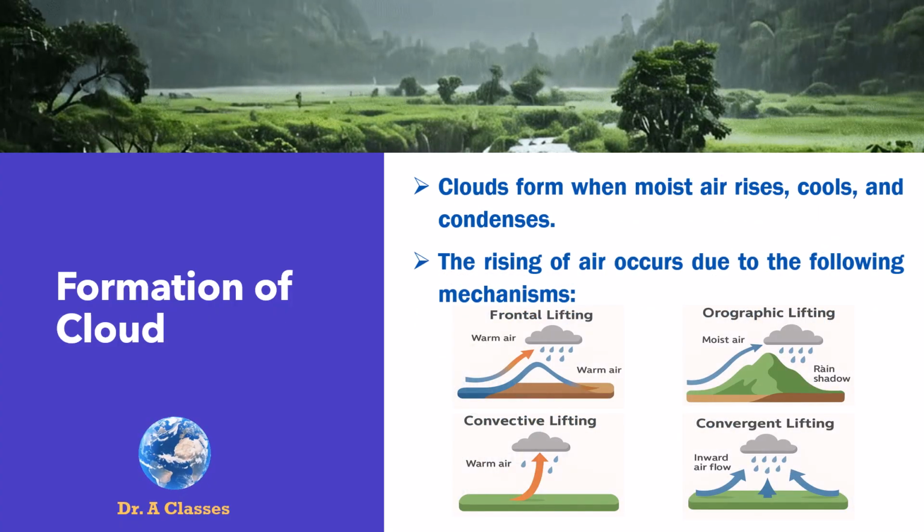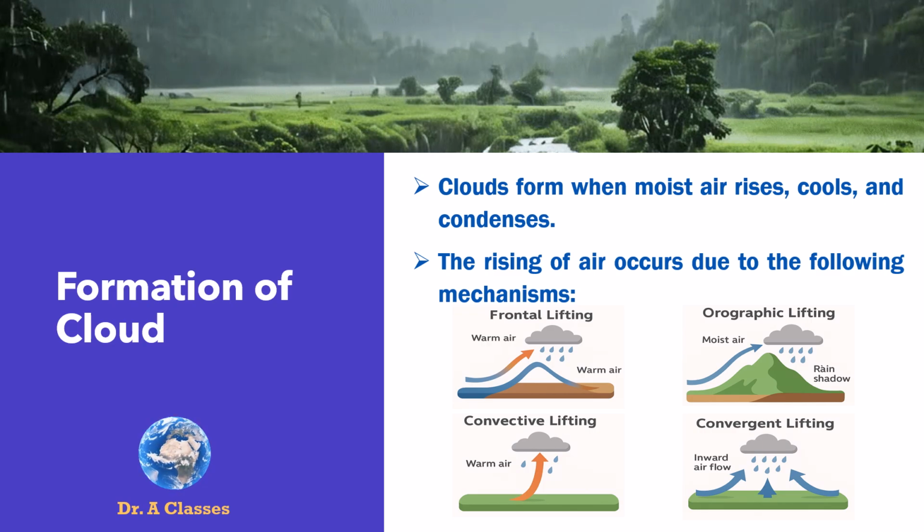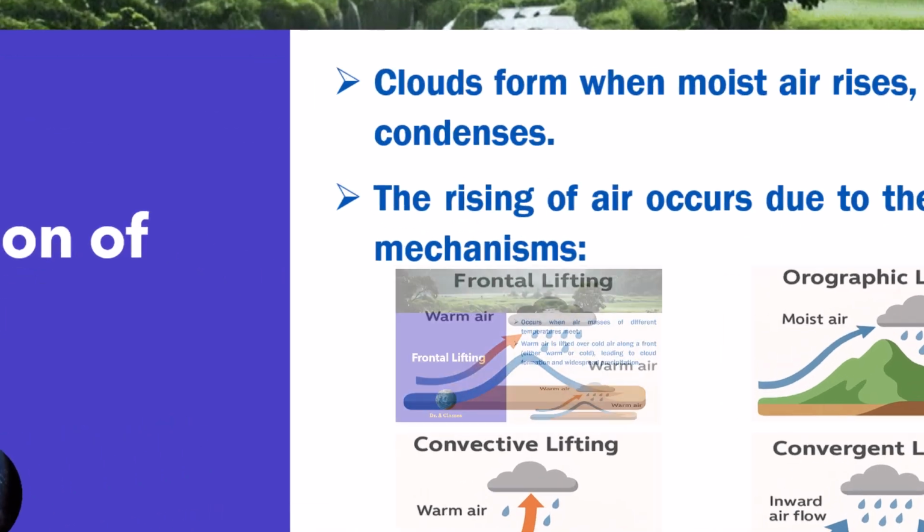Formation of cloud. Clouds form when moist air rises, cools, and condenses. The rising of air occurs due to the following mechanisms. Frontal lifting: warm air rises over cold air. Orographic lifting: air ascends over mountains, cooling and condensing. Convective lifting: air is heated, rises, cools, and condenses. Convergent lifting: winds converge and push air up, causing rain.